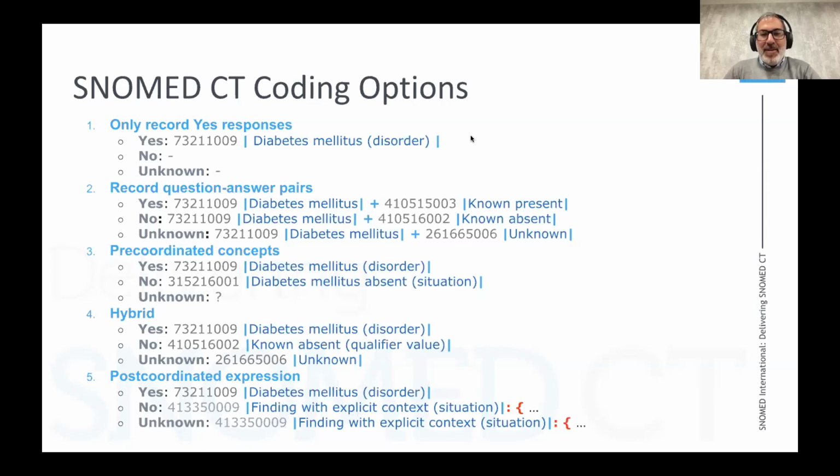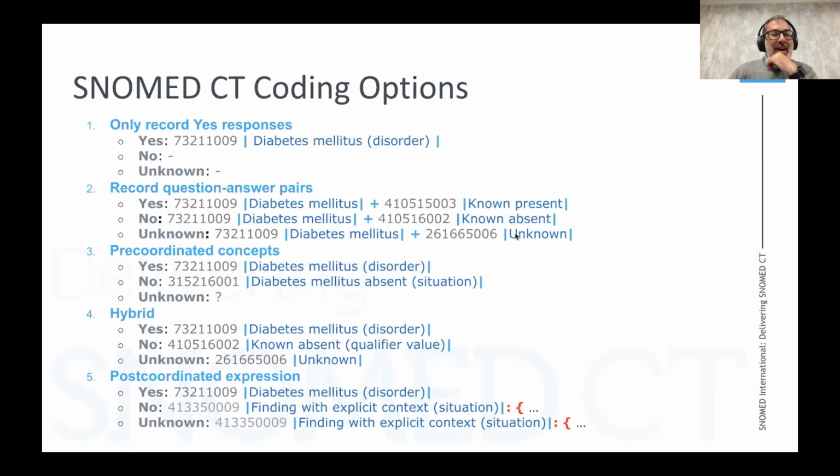But another option, maybe that gives you a bit more discrimination, a bit more power, is to record both the question and the answer. So you can say that if you click yes, it's diabetes mellitus associated with the code known present. And this is not an expression. This is just a combination of different information pieces that you know in the questionnaire. If you respond no, you have diabetes mellitus known absent. And if you don't know or don't respond, you can say diabetes mellitus unknown.